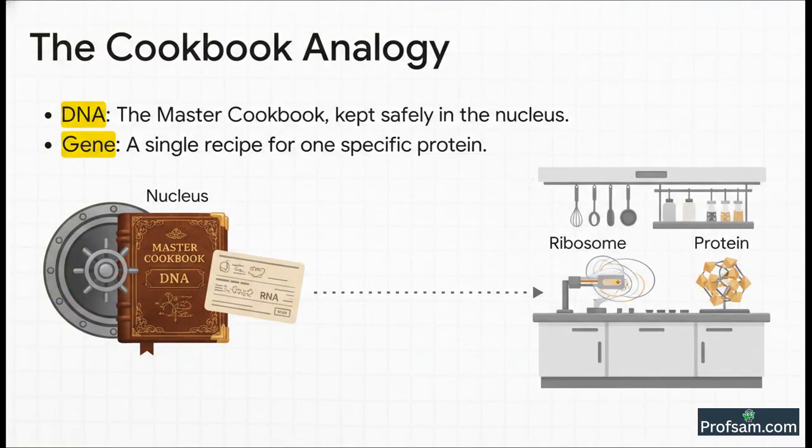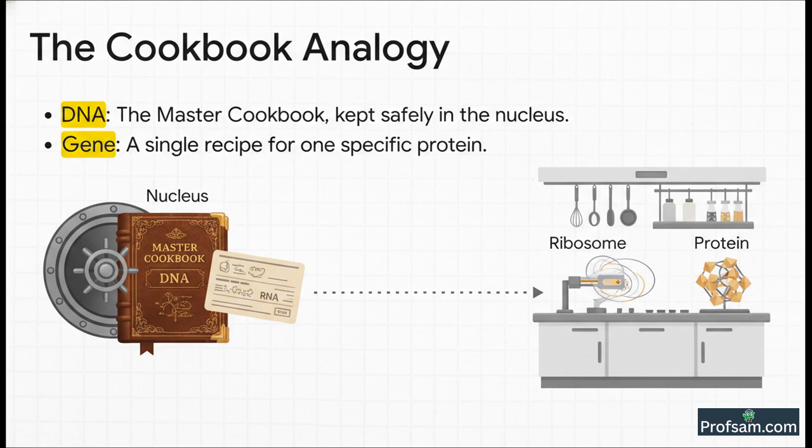Okay, just look at this and imagine. Think of DNA as this huge, precious master cookbook. It has every single recipe that your body will ever need. It's so valuable that it is locked away for safety in the cell's library, which we call the nucleus. Now, a single recipe from this book for just one dish, which is a protein, is what we call a gene.